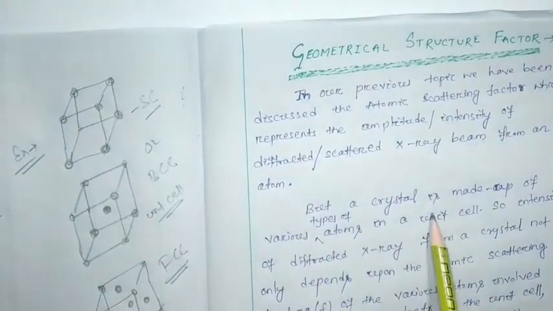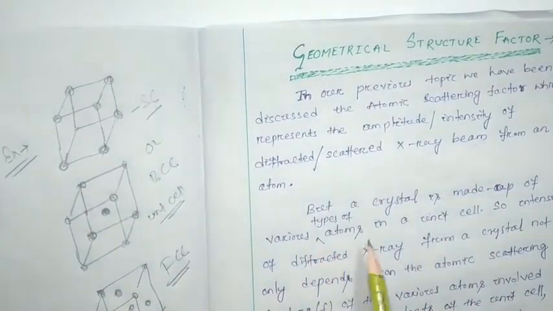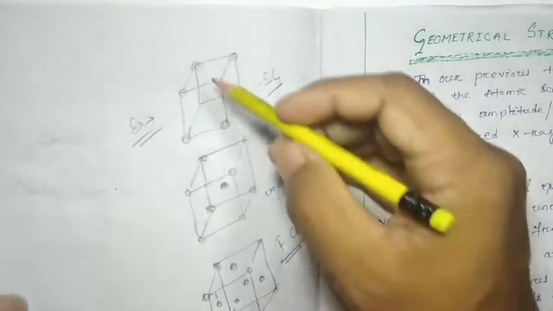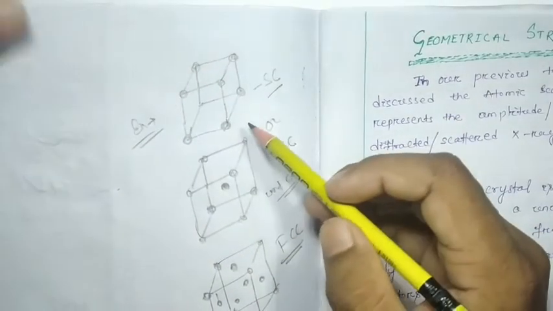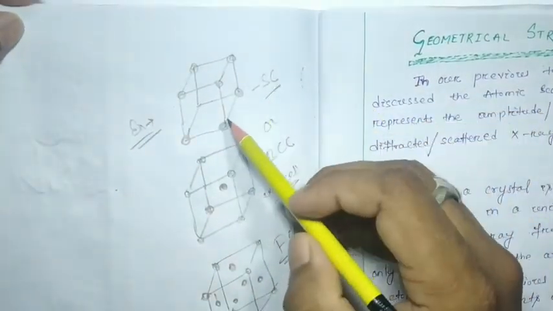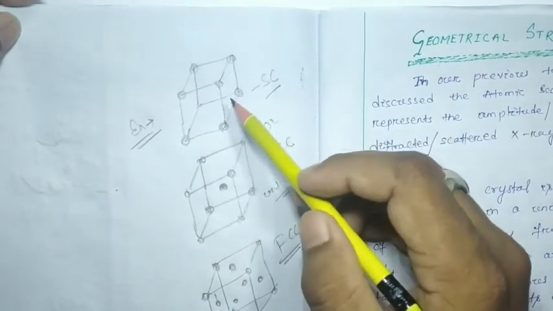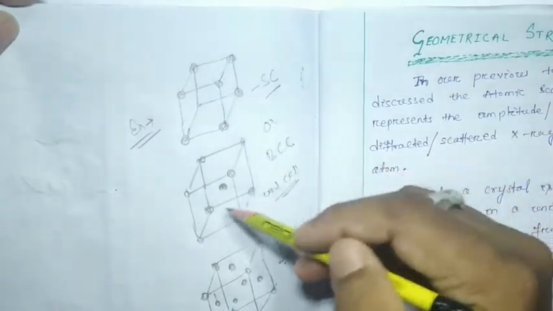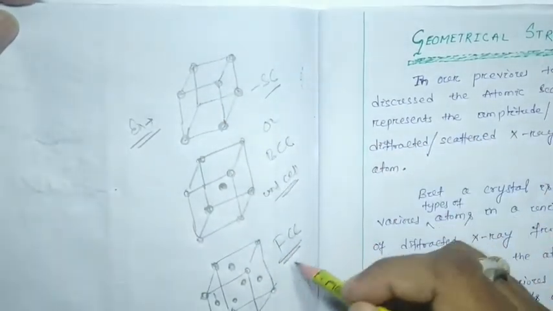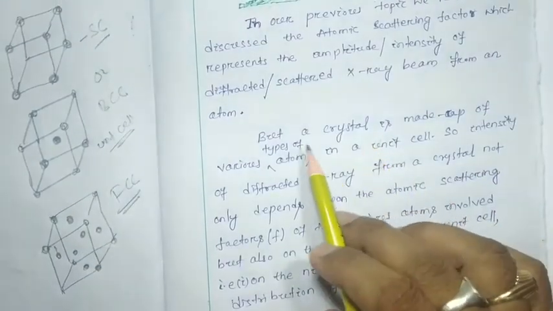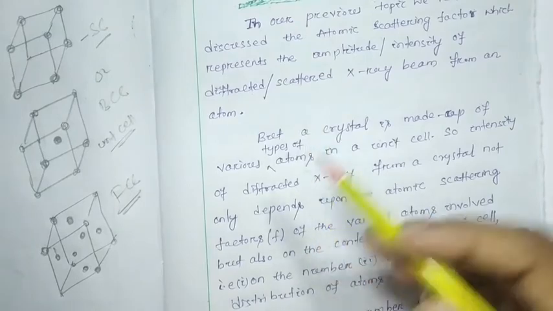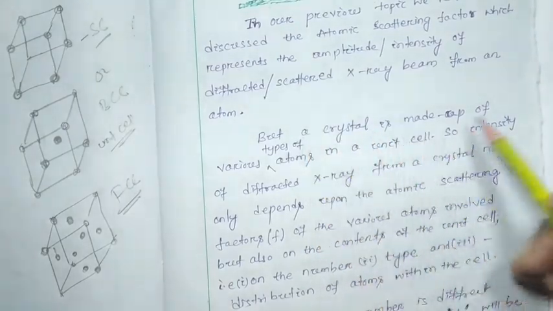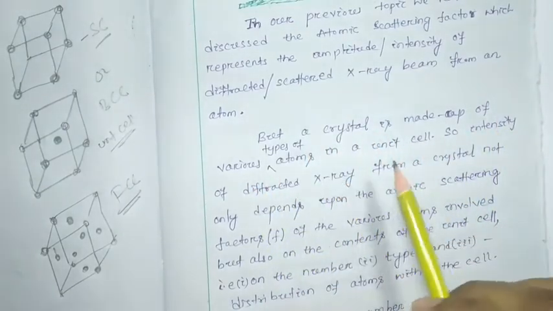But a crystal is made up of various types of atoms in a unit cell, whatever I discussed. Suppose we consider a crystal having a simple cubic unit cell, maybe some other crystal having body center cubic, some other crystal face center cubic. So a certain crystal is made up of various types of atoms in the unit cell.